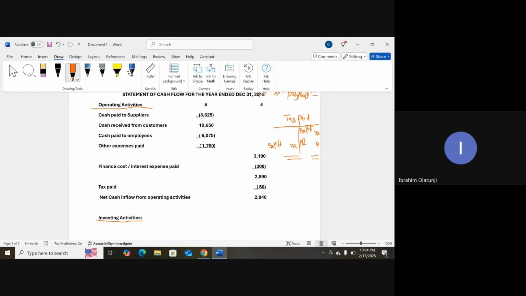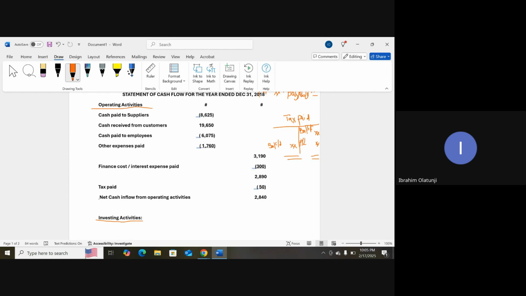Then it will be part of your investing activities. Probably you invest in something, and you are receiving interest. Then it will form part of your investing activities. Or probably there is a sale of assets. Maybe you have an asset and you have now decided to dispose of the asset. So when you dispose of the asset, the sales proceeds of that asset will form part of your investing activities.